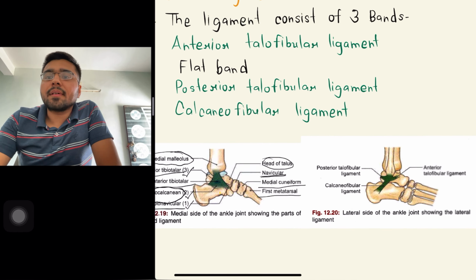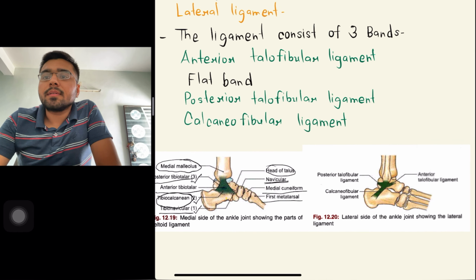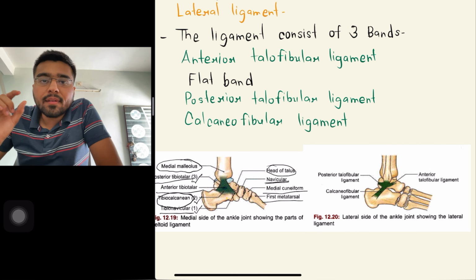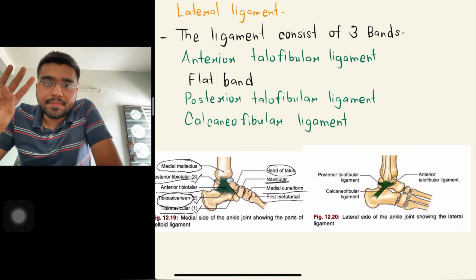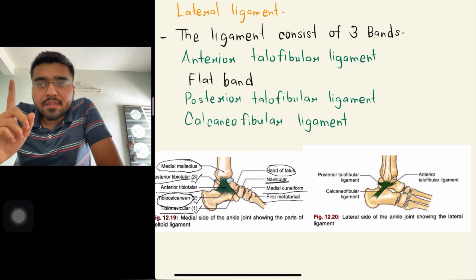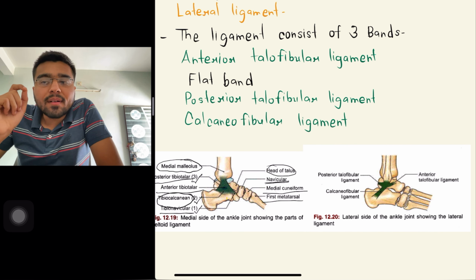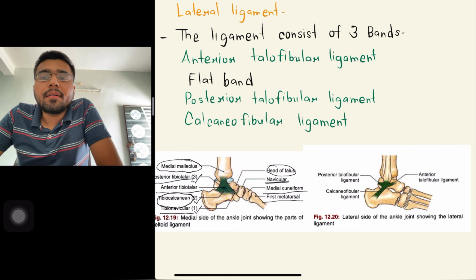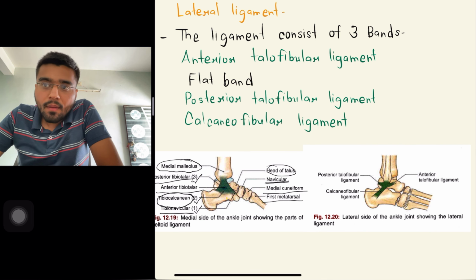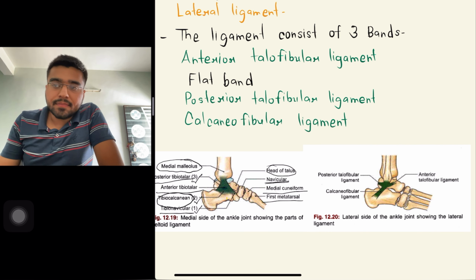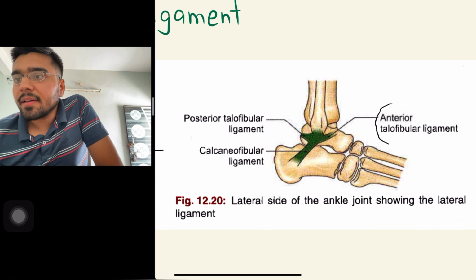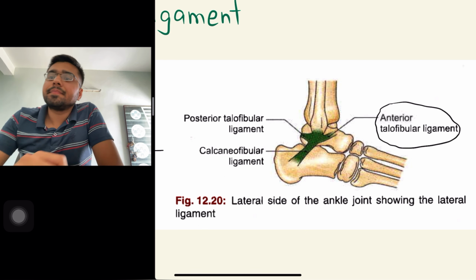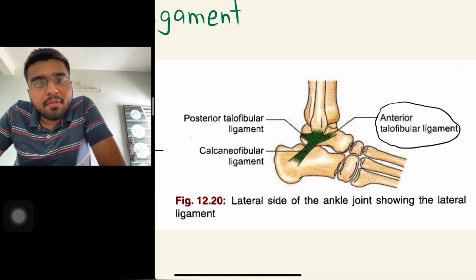Now let us discuss our third ligament, that is the lateral ligament. This ligament consists of three bands. The first one is the anterior talofibular ligament, that is a flat band. Let us see in the figure. This one is the anterior talofibular ligament. It is a flat band.